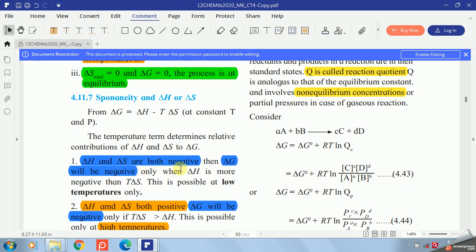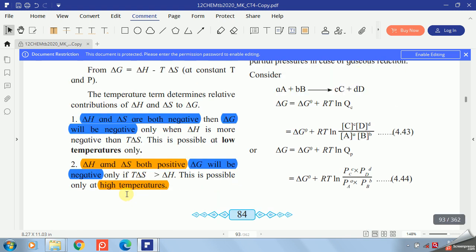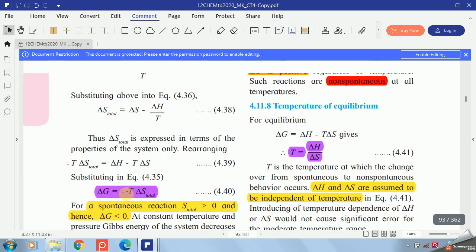So if delta H and delta S are both negative, then delta G will be negative only when delta H is more negative than T delta S, and this is possible at low temperature. So this is about the second condition.